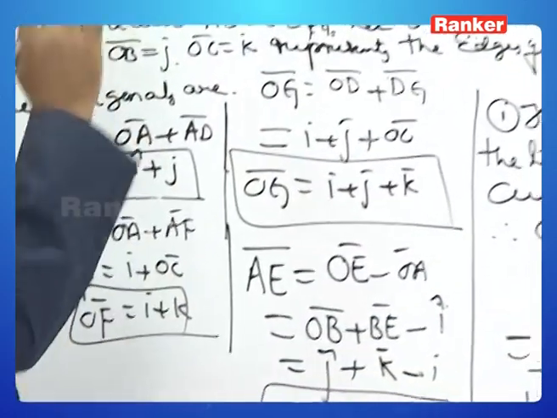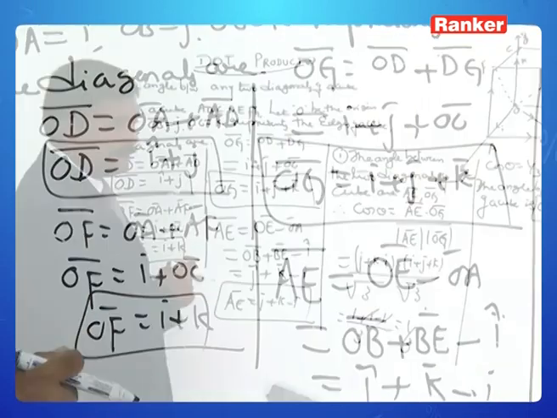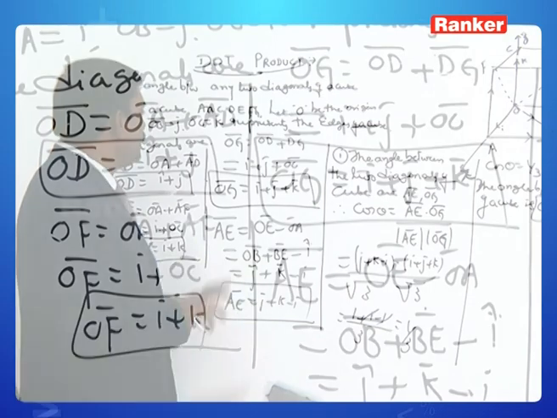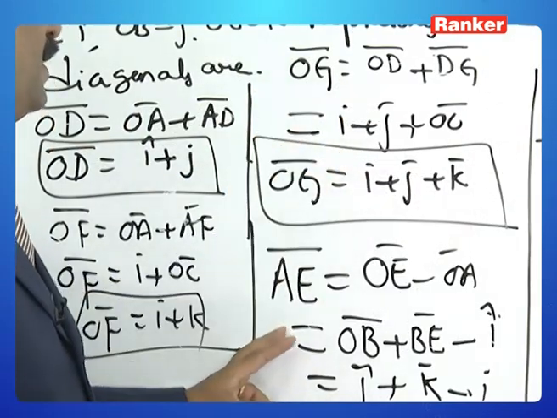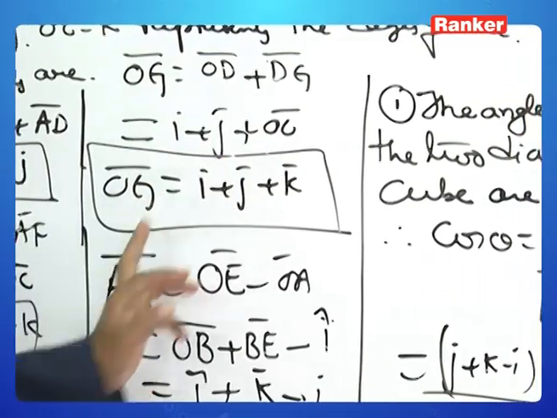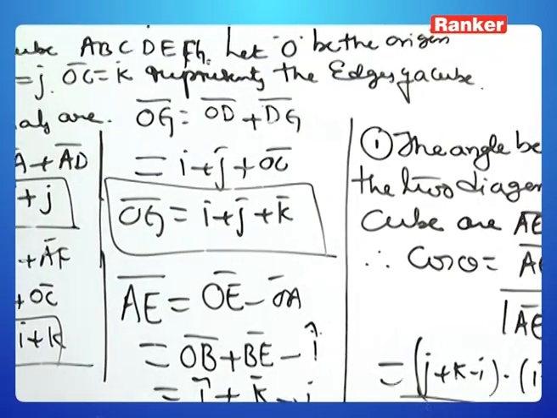AF bar is parallel to what? OC bar, which means parallel to K. Therefore, I plus K. Next, OC bar is equal to OD bar plus DC bar. Since the diagonals are OC bar and AE bar, I got OD plus DC. So therefore, OD bar is I plus J, as we have proved. DC bar is nothing but K, so OC bar is nothing but I plus J plus K.